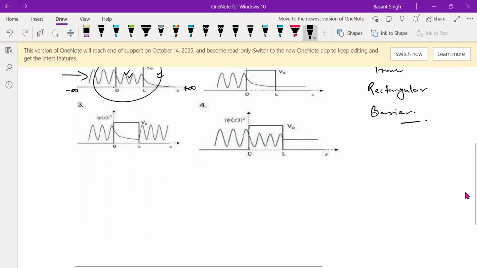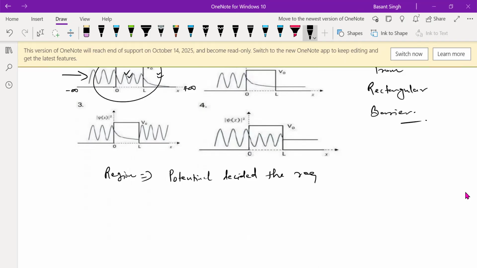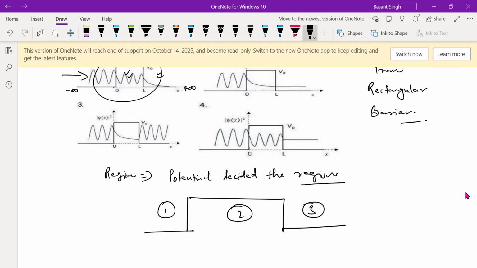Now, what decides the region? The potential decides the region. Here, the whole space of this system is divided into three regions: first, second, and third.